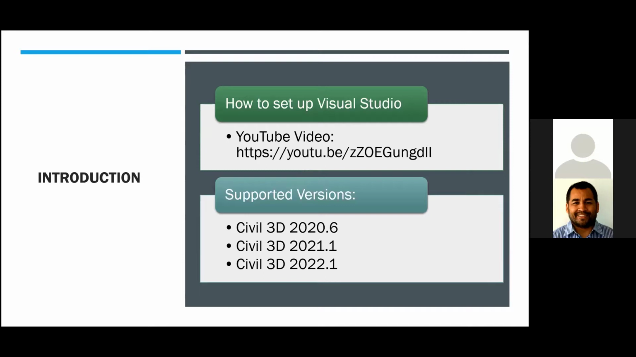The data shortcut API is new. It only has support in 2020.6, 2021.1, and 2022.1. So if you download and you want to try this yourself, be aware that it only works on these three versions and newer.